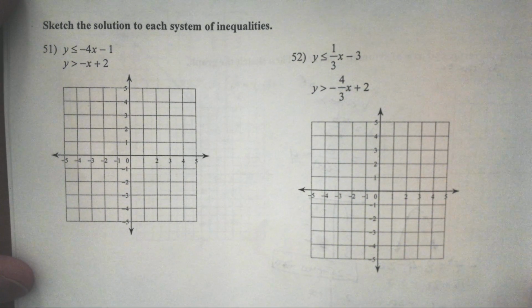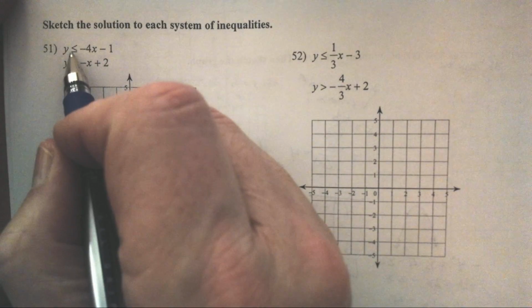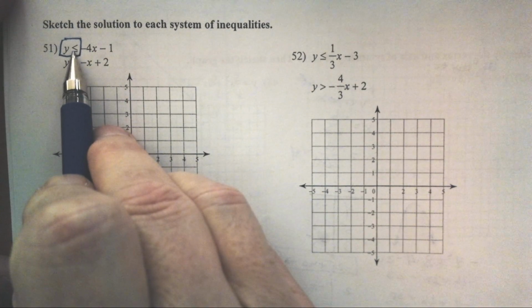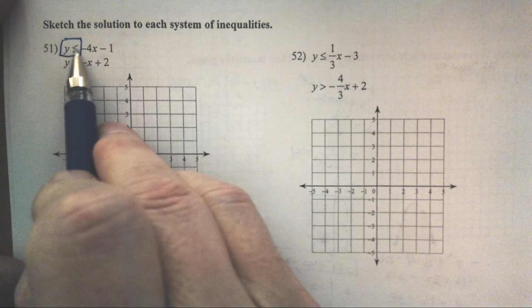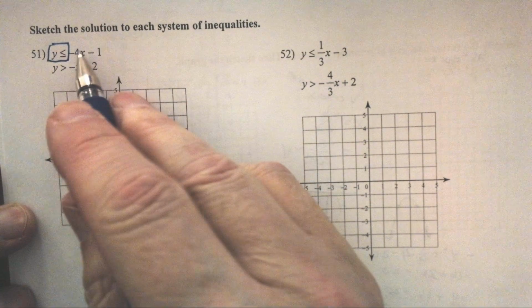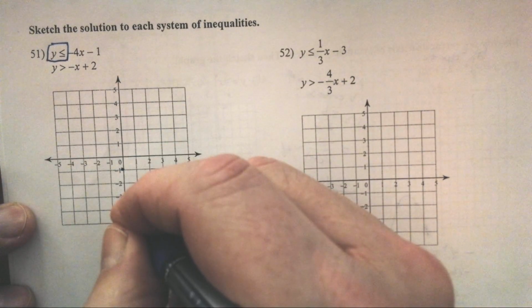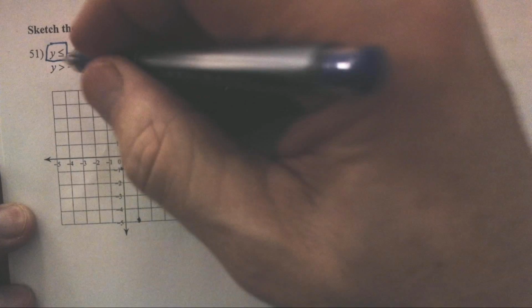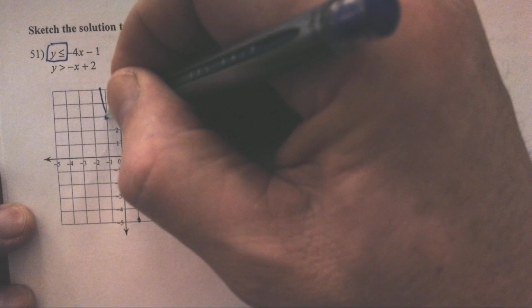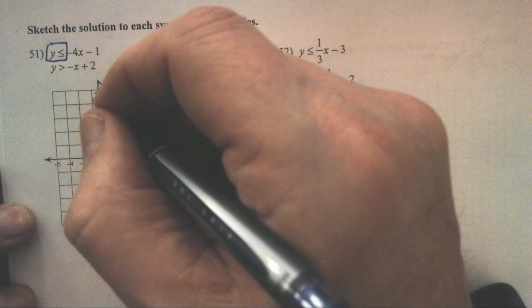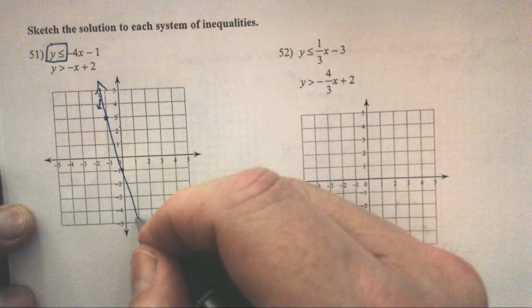Sketch the solution to each system of equations. Well, hopefully, if I've been paying attention, I know I'm going to have this line. It's going to be a solid line, and I'm going to shade where the y's are a little below it. This starts at negative 1, goes down 4, right 1. Down 4, right 1, or up 1, 2, 3, 4, left 1. Solid line. And I'm just going to put on the ends of it that I'm shading below.